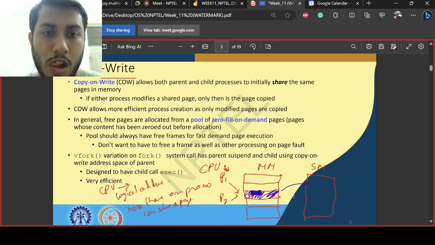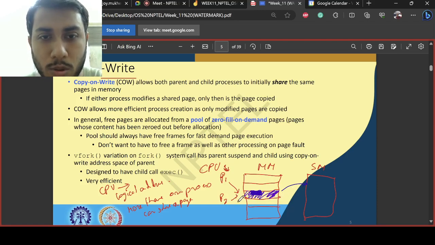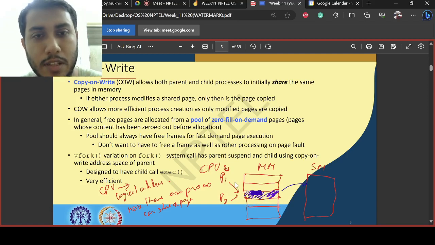Then what happens? P2 doesn't want the updated copy. I know it is sharing it, but it wants the previous one. So what happens in that case? In that case, only the copy happens. So what I mean to say is this.